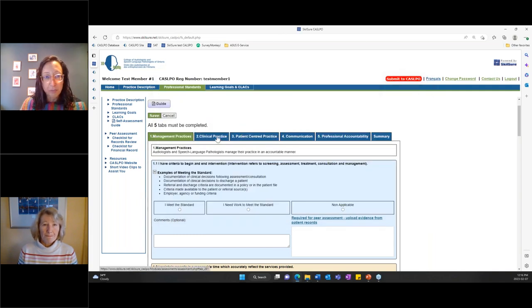So you have your evidence, you're ready to go. Another piece of advice we have from our peer assessors is, if it's a picture, please be sure not to upload it upside down. Check your evidence before you upload it.